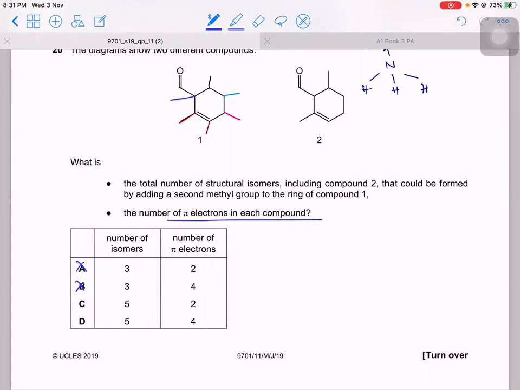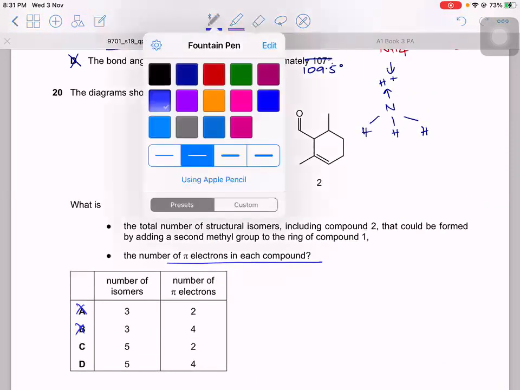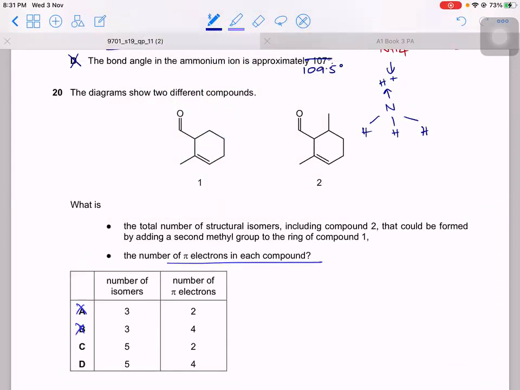Then the number of pi electrons in each compound. Let's see how many pi electrons we have. We have 2 pi bonds. In a double bond, one is sigma, one is pi. In the pi bond, you have 2 electrons. Over here also you have a double bond, so 1 sigma, 1 pi. In a pi bond, you have 2 electrons. So total pi electrons are 4. The answer is D. I'll do the remainder of this paper in the next video.